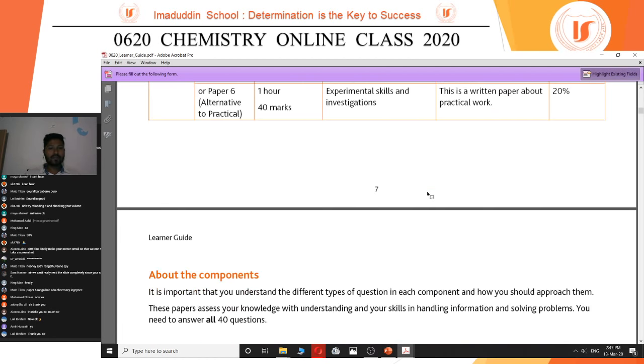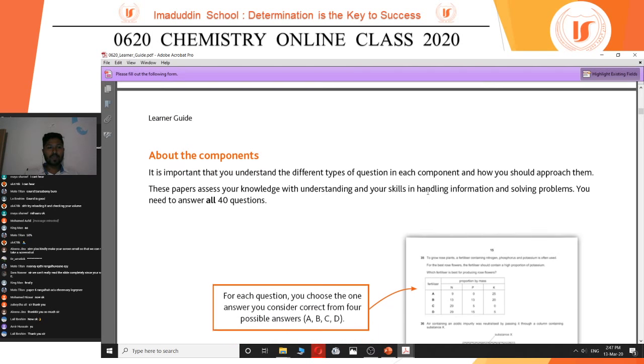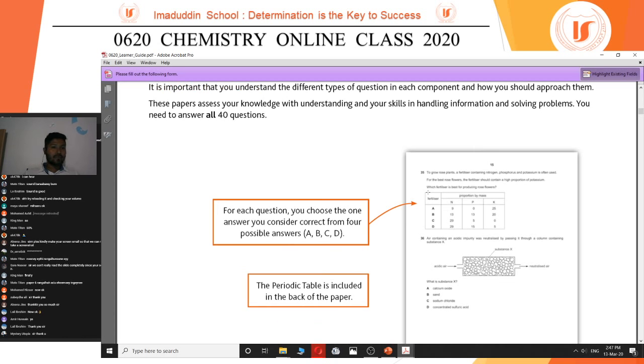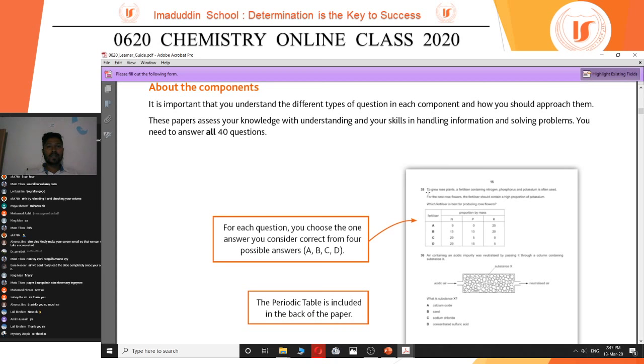Okay, if anyone does not have any questions, I will proceed. Now, let me show you some of the components in a question paper. It is very important for you to understand the different types of questions that can be asked, and how you approach the answer will be different for different types of questions.